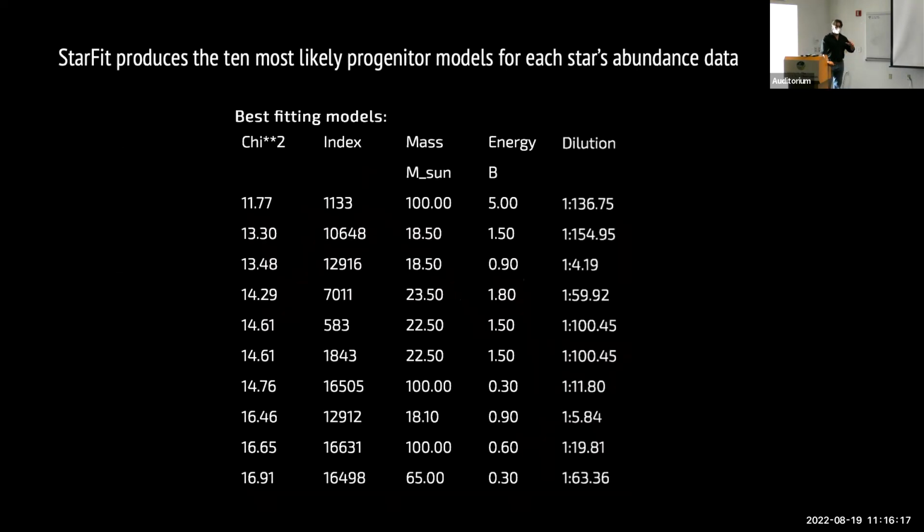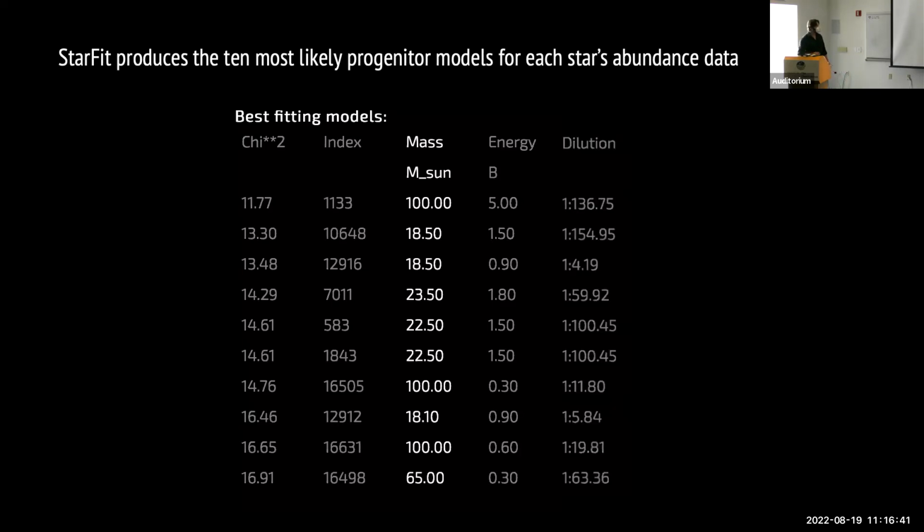Now, for the next step, we used an application called StarFit. StarFit took our elemental abundances and said, okay, for those abundances of those elements, this is what the 10 most likely stars that enriched your star that you're observing today looked like. So these are 10 different models. They are in rows. The column that we're most interested in is this column right here, the mass. Because again, harkening back to the title of this presentation, it's the mass distribution of the progenitor stars of these metal-poor stars that we're studying today. So we're interested in the mass.